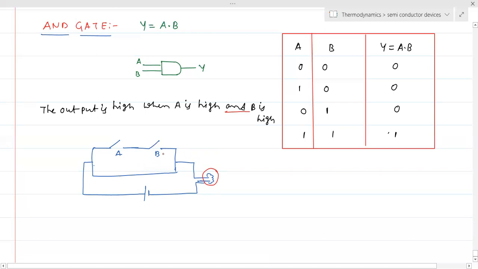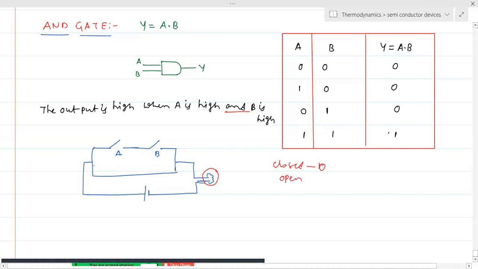If any one of them is open, if A is open and B is closed, then the circuit is incomplete. If A is closed and B is open, the circuit is also incomplete. I'm very sorry: the gate closed means 1, and open is nothing but 0. Only when both are closed do we have the output. That we need to understand.